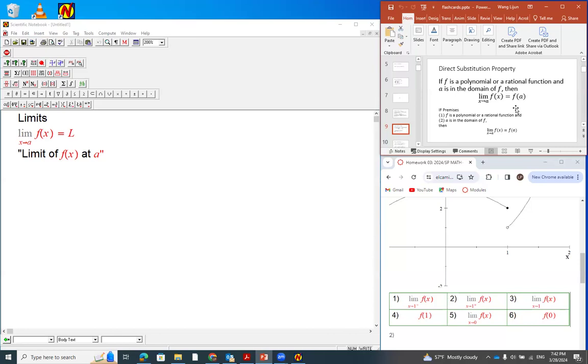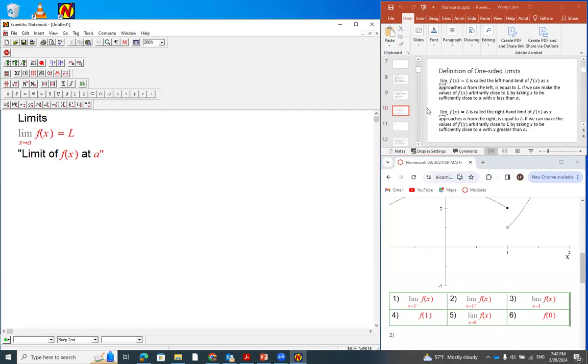And later, of course, we learned continuity. We know that polynomial and rational functions are all continuous in their domain, so of course we can directly substitute. So we're making connections with what we learned afterwards. And the one-sided limit is when x is approaching a from the left or right.